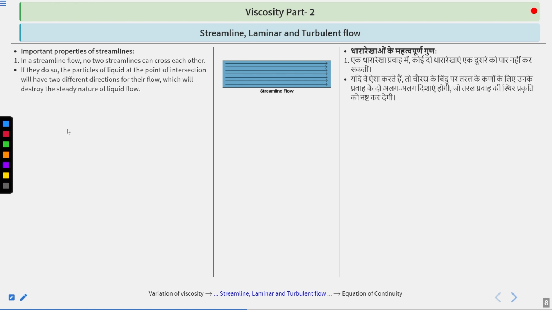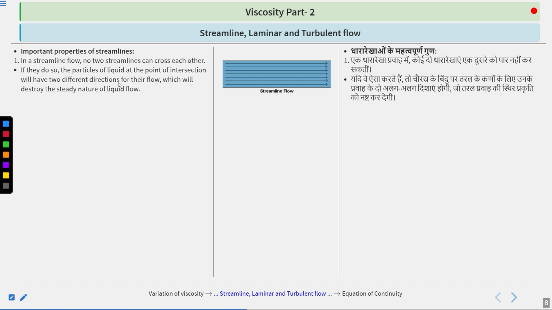Second, if they did cross, the particles of liquid at the point of intersection would have two different directions for their flow, which would destroy the steady nature of liquid flow. For example, if we consider that one line is moving in the east direction, and here is north, south, west, east, then if this line crosses this line, one has the direction to the east, but the other will have the direction to the southeast. So you can say the case of two different directions is there.